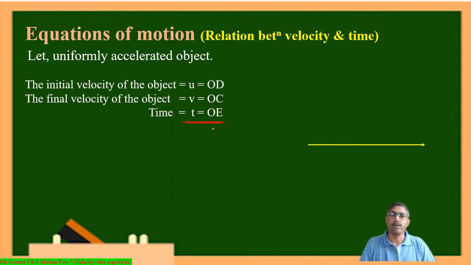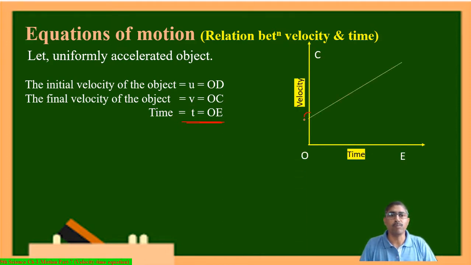Plot this graph, time versus velocity. Take time on the x-axis and velocity on the y-axis. Suppose that object is moving from this point, that means the initial velocity is u, and reaches up to this point, that is point B. At that time the velocity of that object is v, that means u is the initial velocity and v is the final velocity of that object.